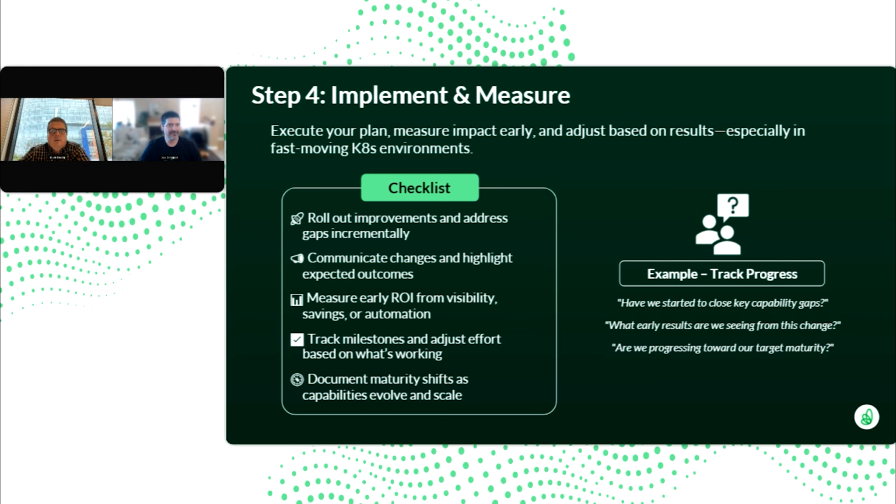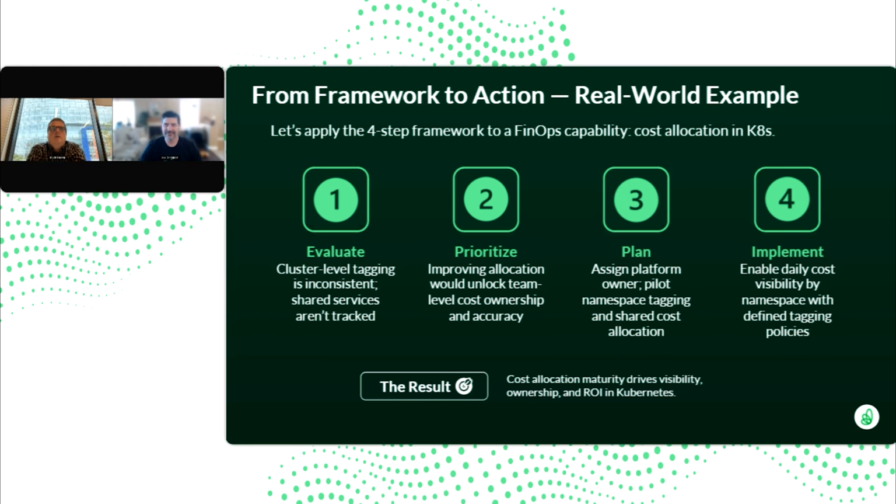So with that, I'm going to just wrap up here with a real life example. So let's apply the framework that I talked about, and let's talk about cost allocation in Kubernetes, right? So here you are at the evaluation stage. You are looking at cluster level tagging. It's not consistent. You don't have a way to track shared services.